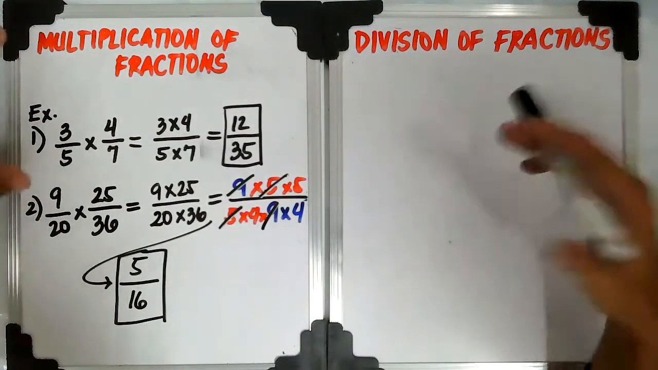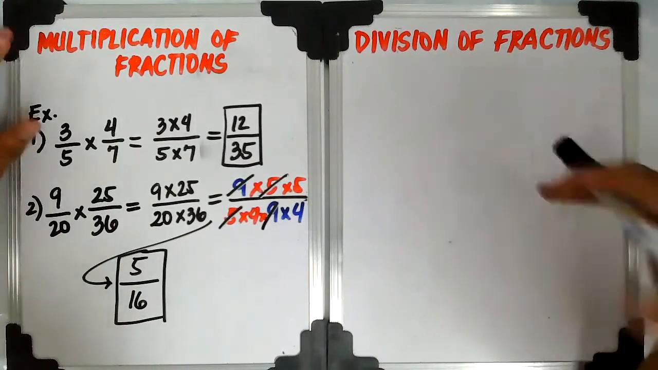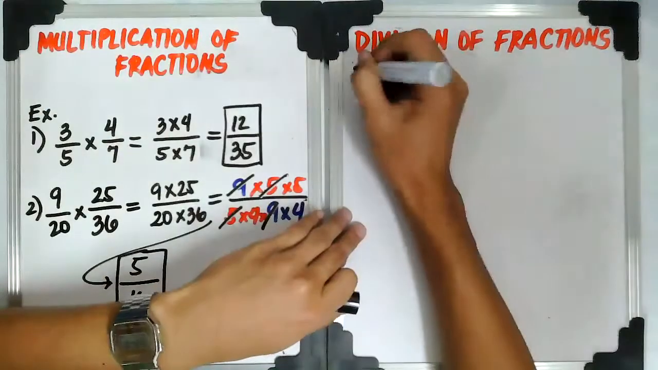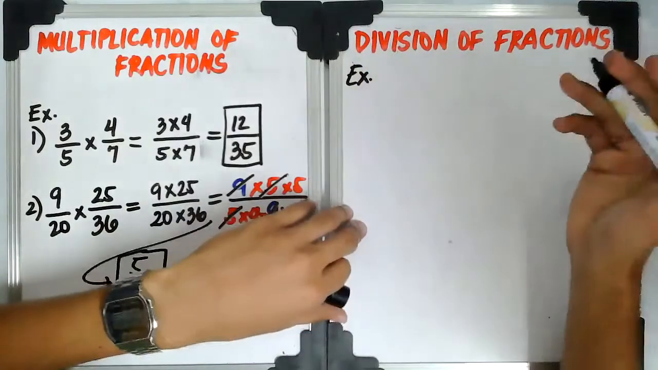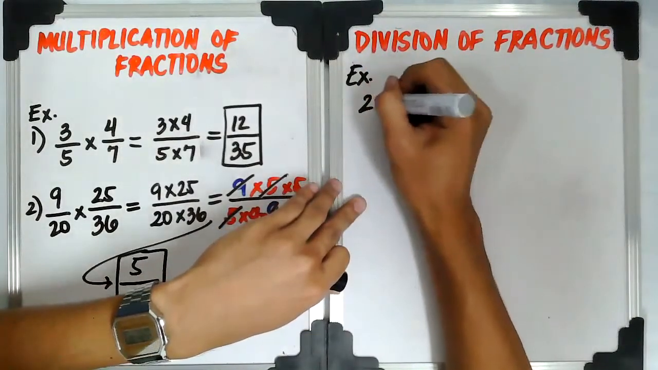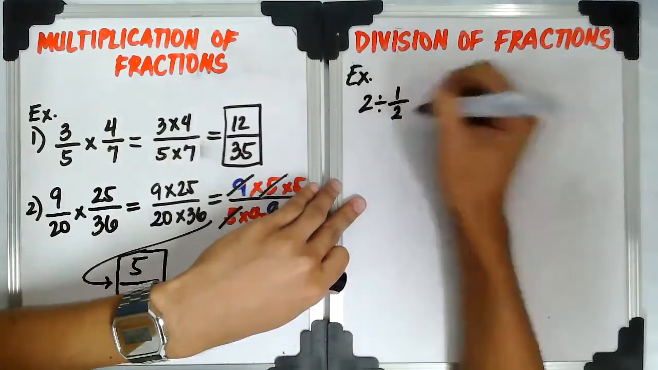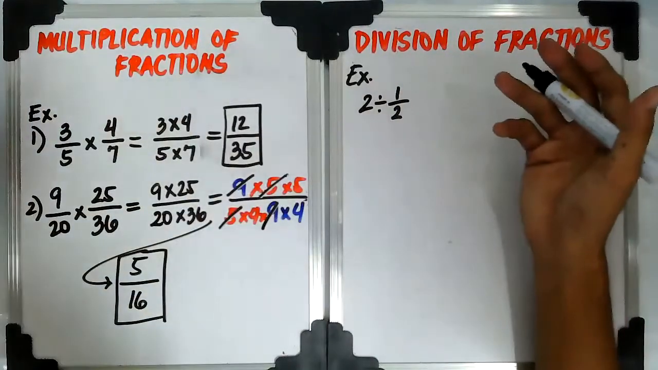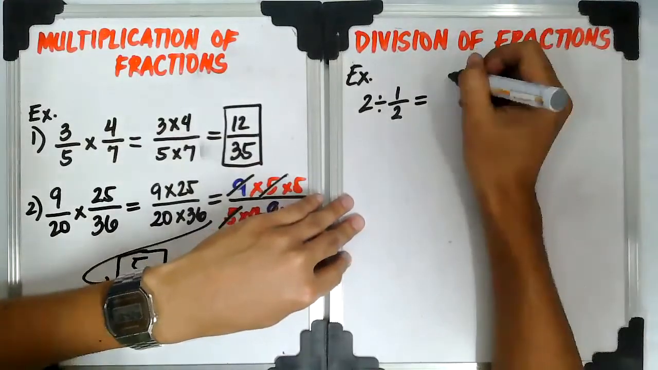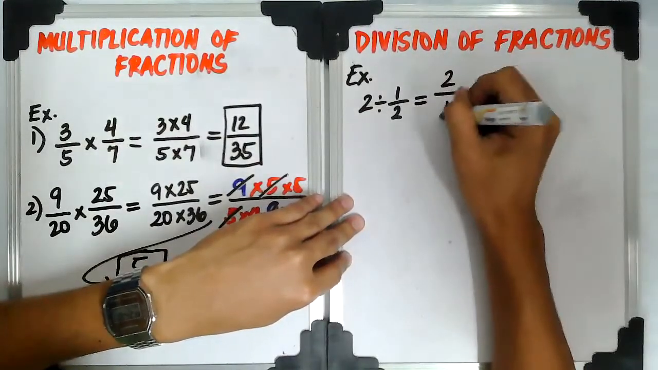So it is also very simple, but some are confused in the process because it is not introduced in a proper way. Let's have an example or an introduction to the concept of division. If we're going to have 2 divided by 1 half, how can we divide this? Let's try to rewrite it in the form of a fraction. This will be equal to 2 all over 1 half.